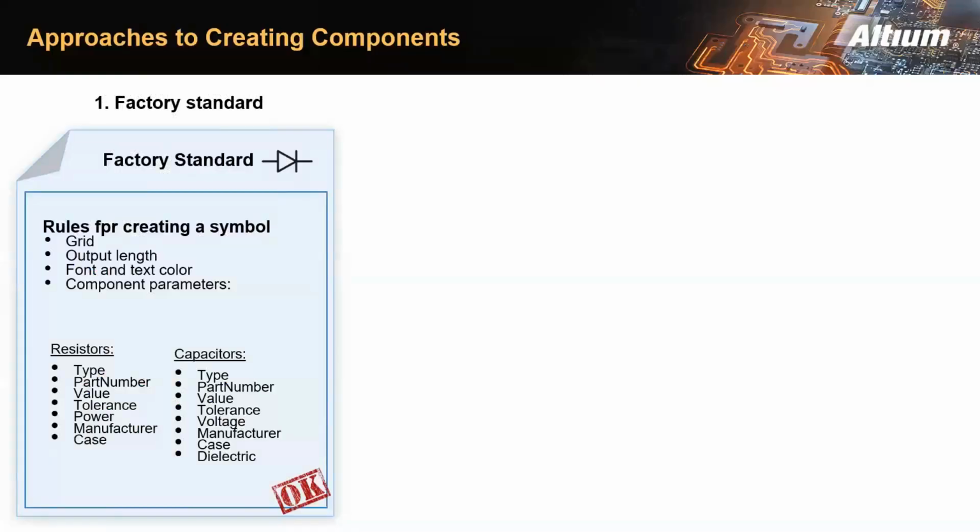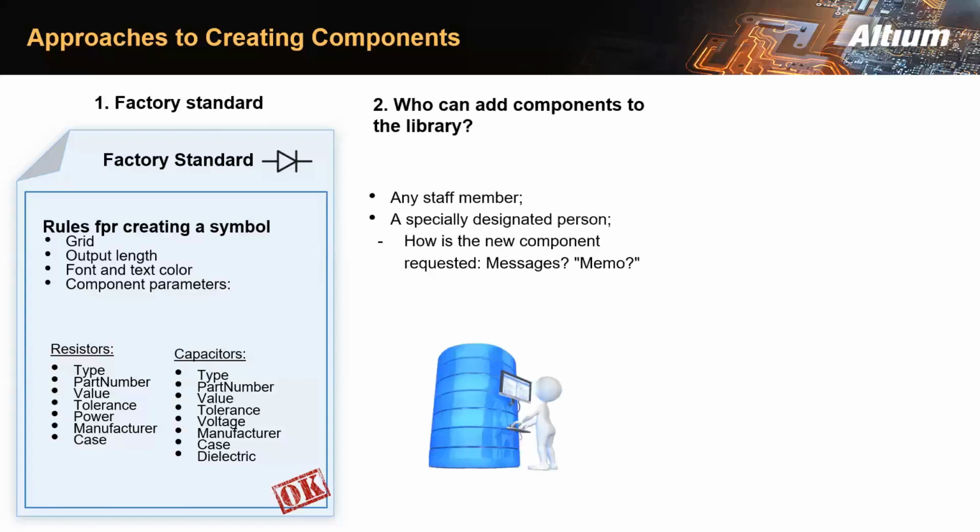The first approach often used in many companies is to create a standard that defines the composition and rules for creation of both symbols and footprints, and everyone is required to adhere to these rules. The approach is good, but does not eliminate the issues due to common errors. And it is very useful to determine who can add new components to the library. When anyone has rights to create a component, the outcome is less than ideal.